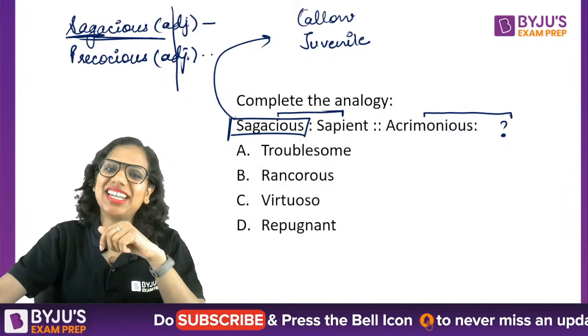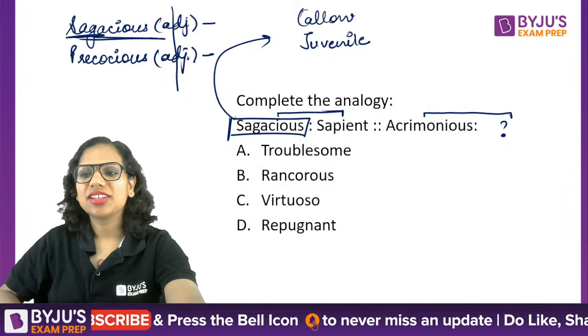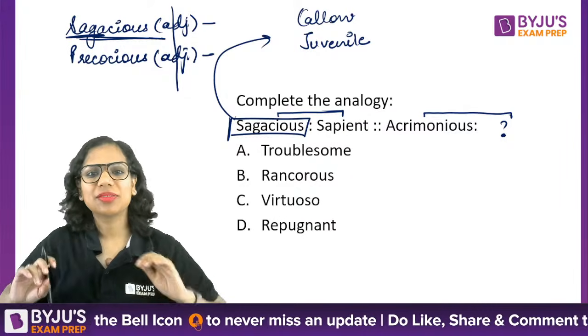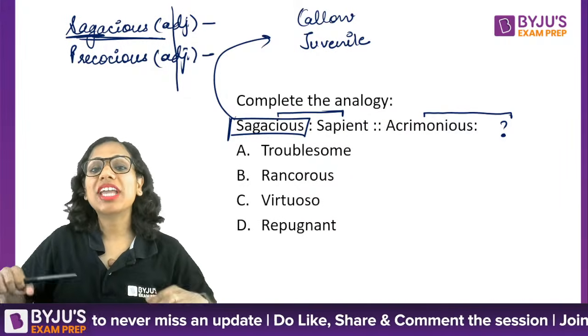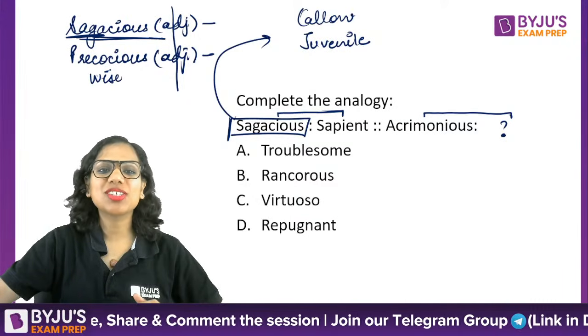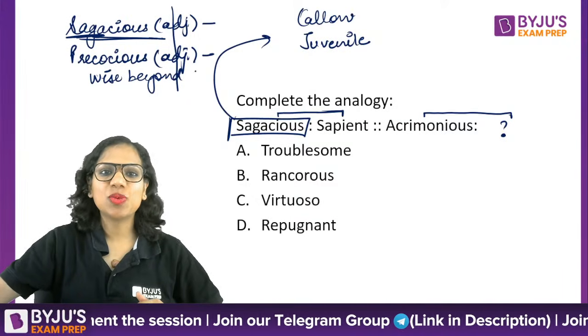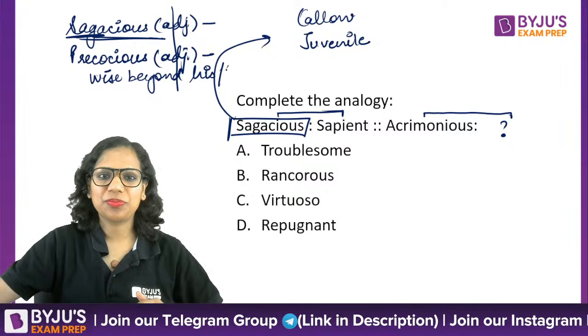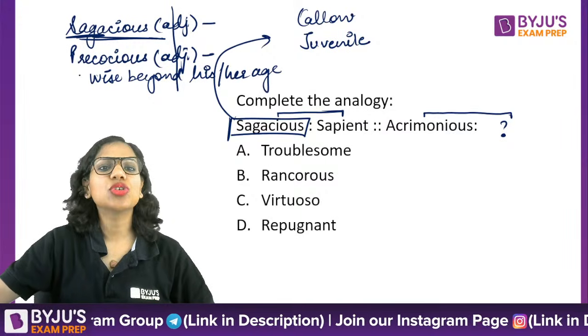Precocious is an idea. Precocious children. Who are precocious children? Those children who are wise beyond their age. So when somebody is wise beyond his or her age, that is when you use precocious for them. Okay, usually used for children.